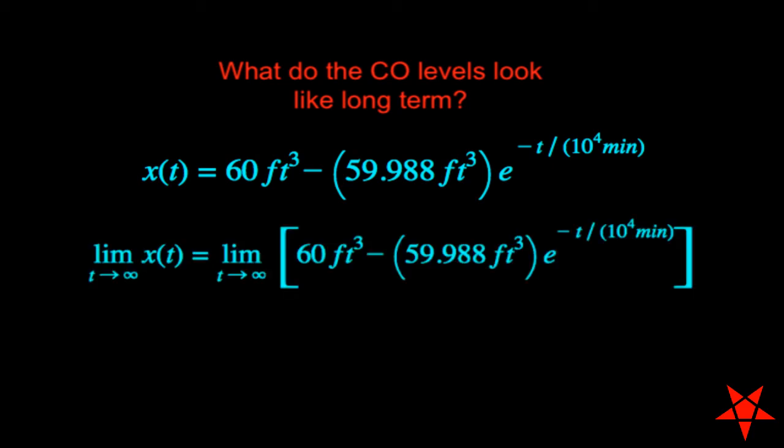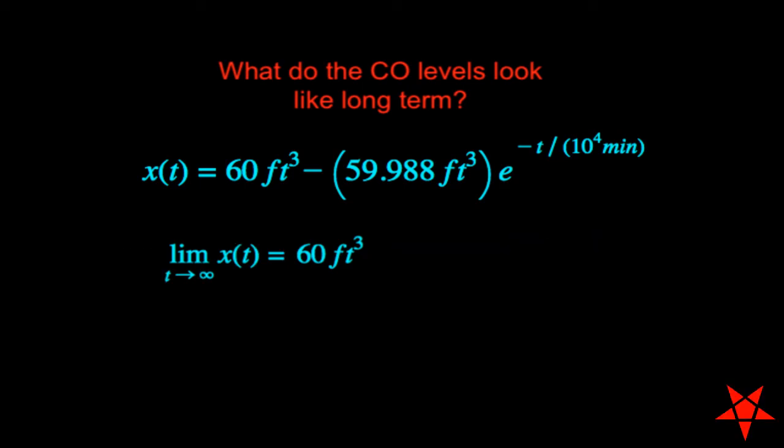As t approaches infinity, the second term in x of t will tend towards 0, and we are left with 60 cubic feet of carbon monoxide in the steady state. If you go back and crunch the numbers, you will find that this works out to 5% of the total volume of the air in the room, corresponding to the percentage carbon monoxide of the air leaking in.